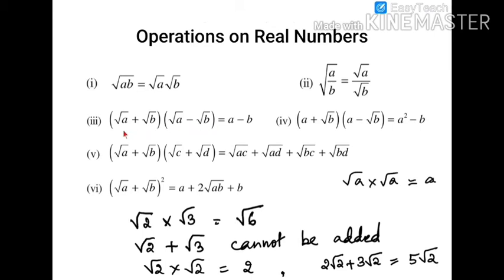To obtain the third and the fourth rule, we use the algebraic identity (x plus y) into (x minus y) equal to x square minus y square, and we get the right hand side. In the fifth rule, we multiply each term of the first bracket with the second bracket, and so we get this product. And the sixth rule is nothing but (x plus y) the whole square equal to x square plus 2xy plus y square.